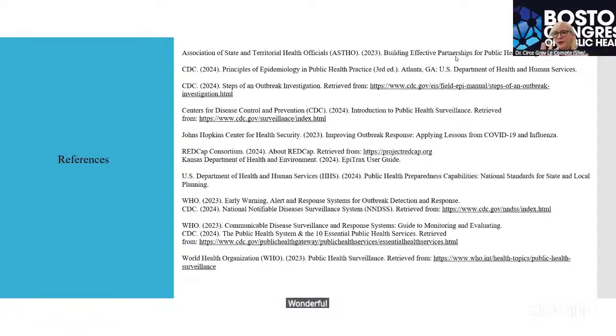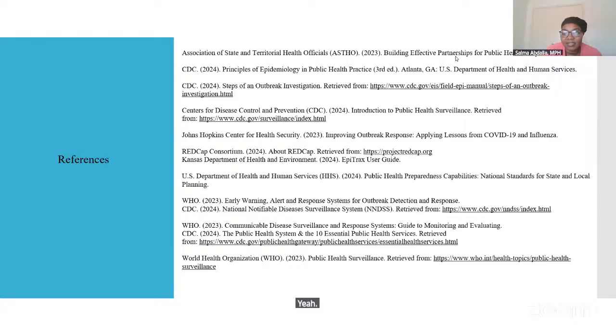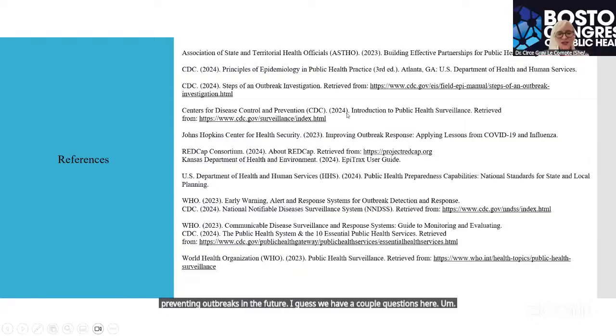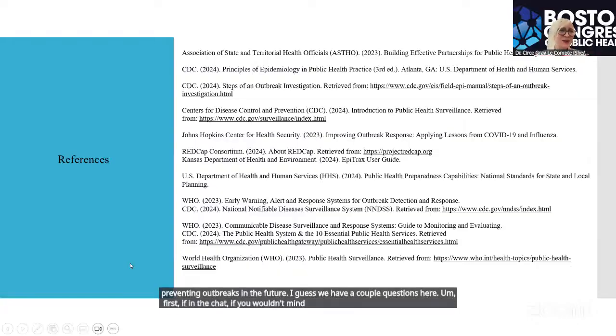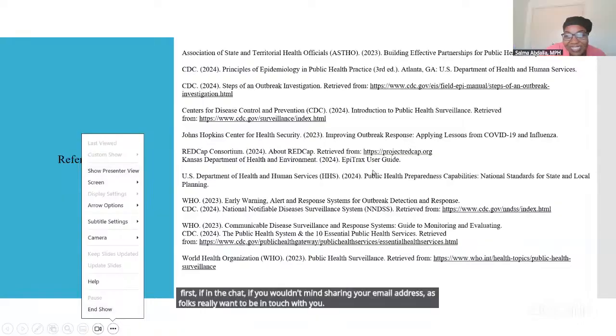Wonderful. I really love the stress on storytelling and translating all this data for the general public, and how important that is in preventing outbreaks in the future. We have a couple of questions here. First, if you wouldn't mind sharing your email address in the chat, as folks really want to be in touch with you. Of course.